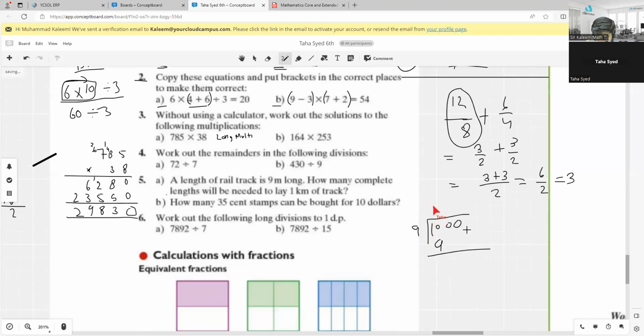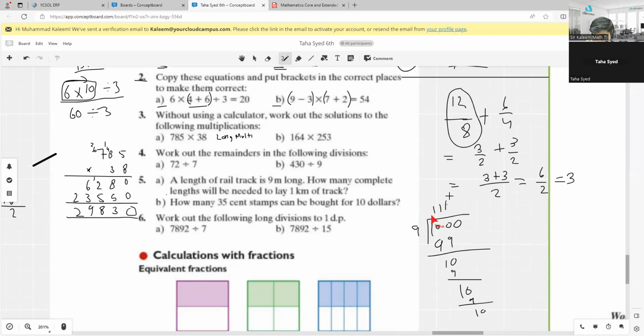So it will be 9 and then 1, again 1. We'll take 9 again. So it means that after that, point 1. I think it's going in the opposite direction. Sorry. The answer should be 111.